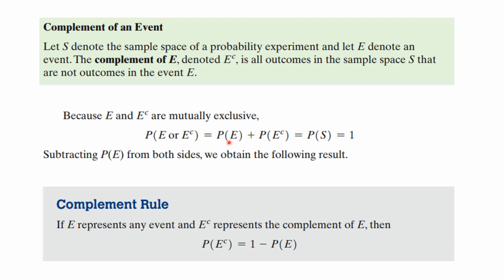Now, we also know, since these are disjoint, it's the sum of the two. So what I can do is subtract the probability of E from both sides, and I get what is called the complement rule. If E represents any event, and E complement represents the complement of E, then the probability of the complement of E is equal to 1 minus the probability of E. Sometimes it's easier to calculate the complement than it is to calculate the probability of E.